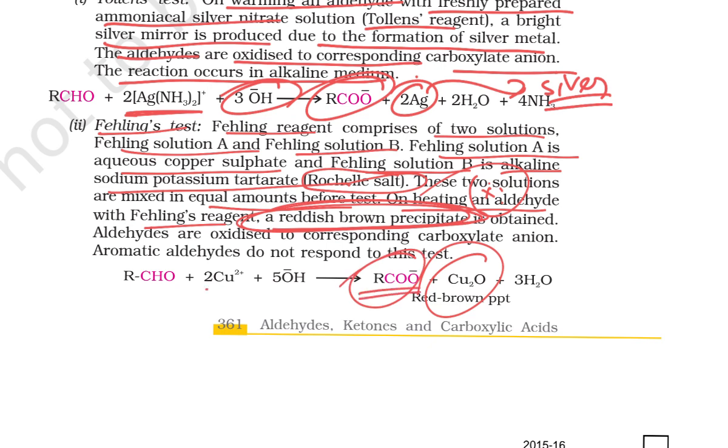So these are the two reagents, ammoniacal... Fehling's solution A is copper sulfate, aqueous copper sulfate. Fehling's solution B is sodium potassium tartrate. Clear? So we will go for the next.